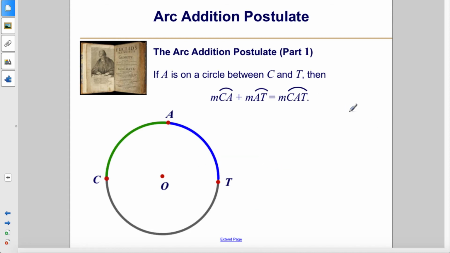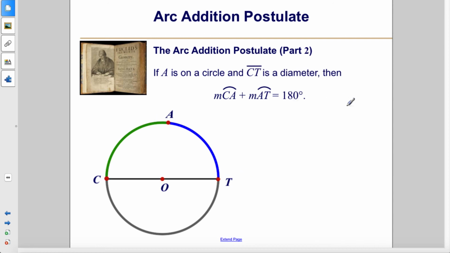The arc addition postulate part 1. If A is on a circle between C and T, then the measure of arc CA plus the measure of arc AT equals the measure of arc CAT. The arc addition postulate part 2. If A is on a circle and CT is a diameter, then the measure of arc CA plus the measure of arc AT equals 180 degrees.